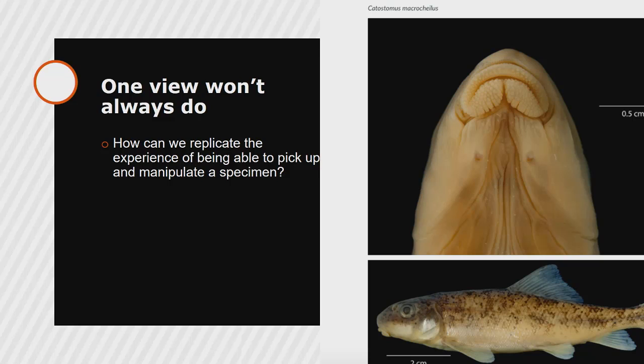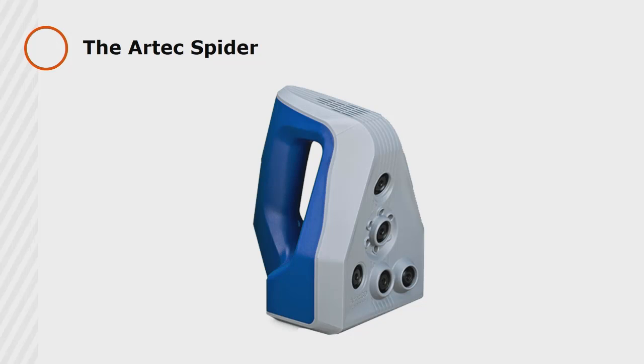So at least initially, we just took lots of photographs and showed the fish in different orientations. But wouldn't it be really nice to be able to replicate the experience of being able to pick up and actually look at that fish from any angle that you want to? That's sort of the gold standard. So enter the spider. This is the Arctic spider, which looks to me like nothing so much as a really expensive steam iron.